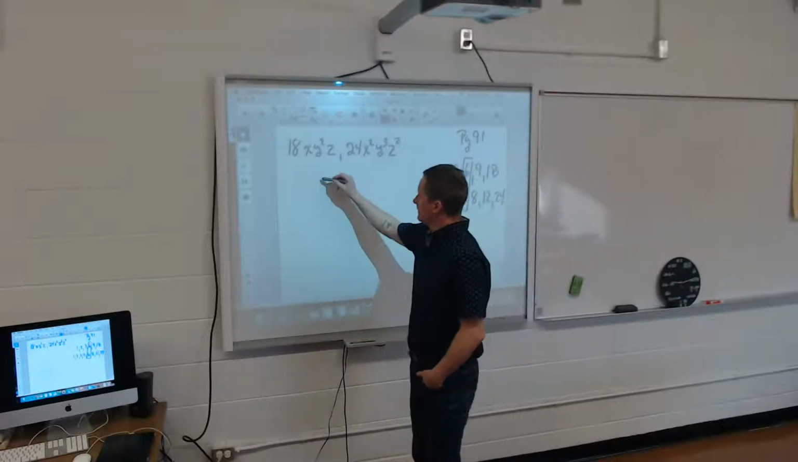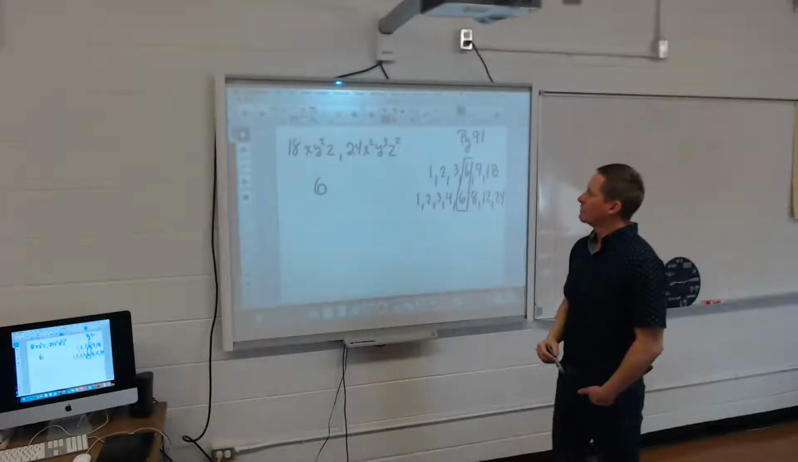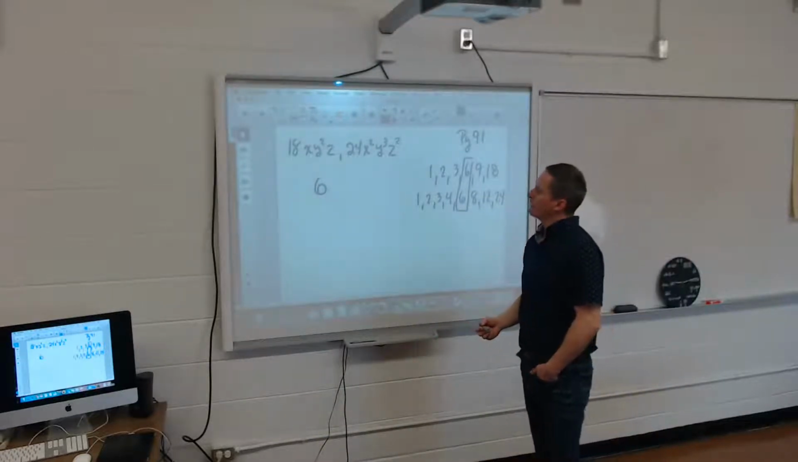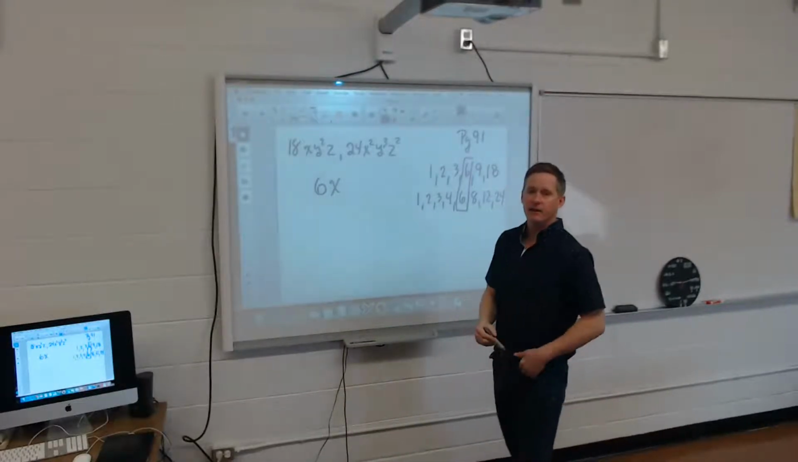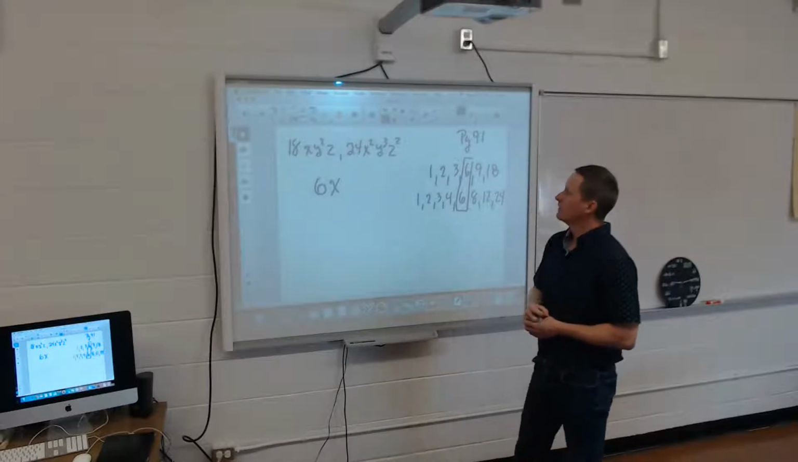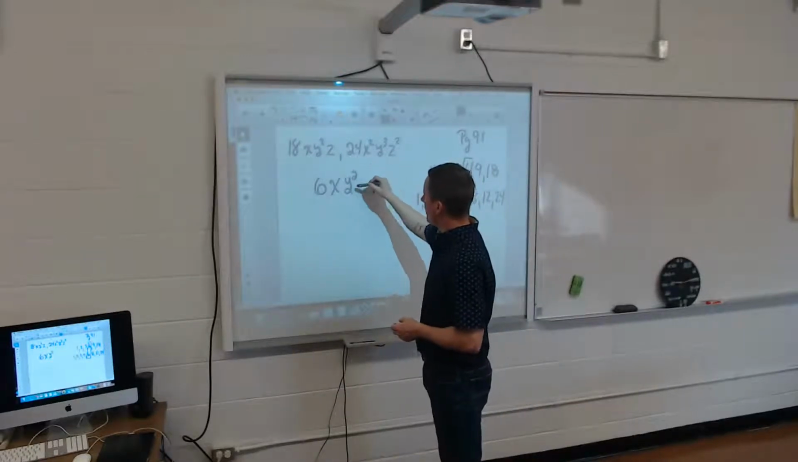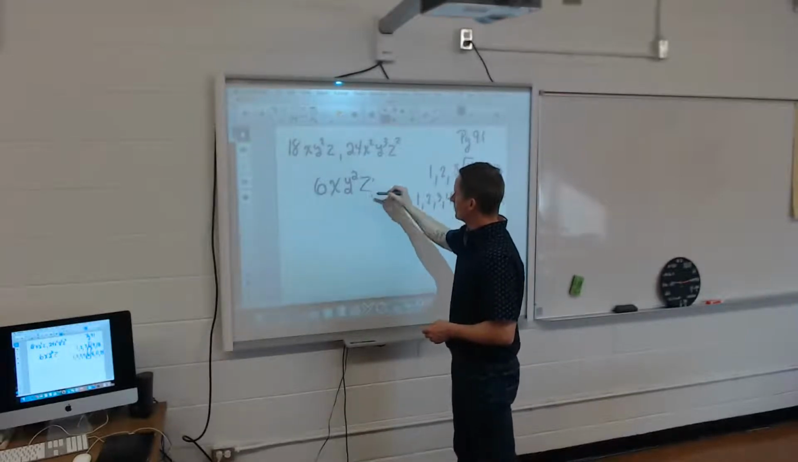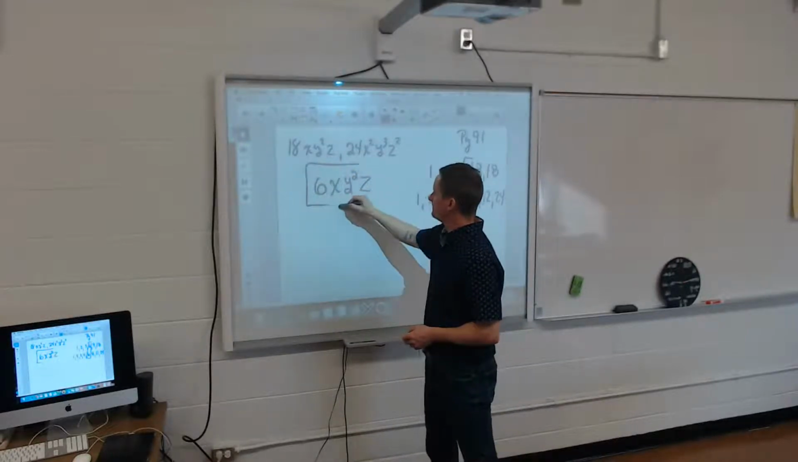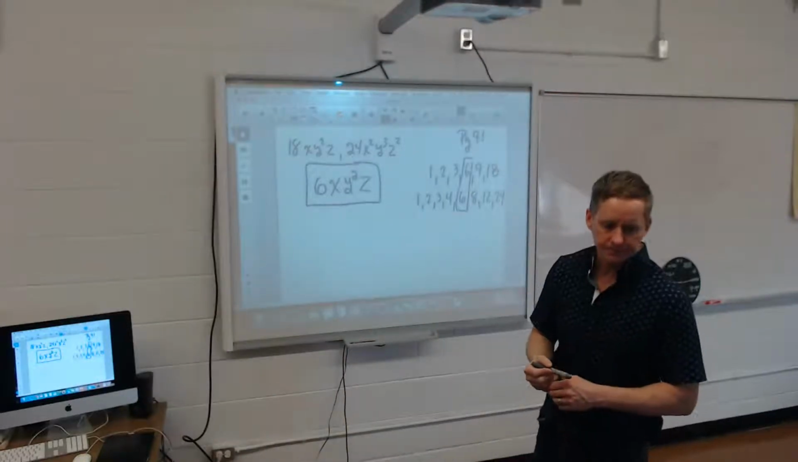And that is 6. Okay, now looking at the variables. So I've got x and x squared. So the largest one that goes into both of them evenly is x. Again, you take the one with the smallest exponent on it. Y squared and y cubed. Smallest exponent is squared. Z and z squared. Smallest exponent is z. And there you have the greatest common factor.